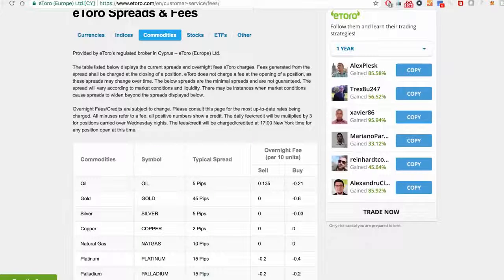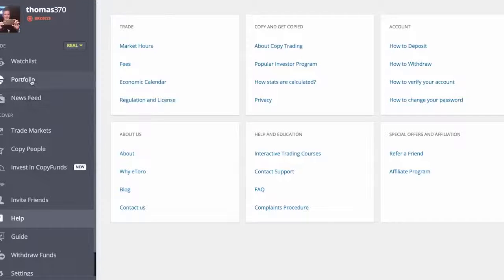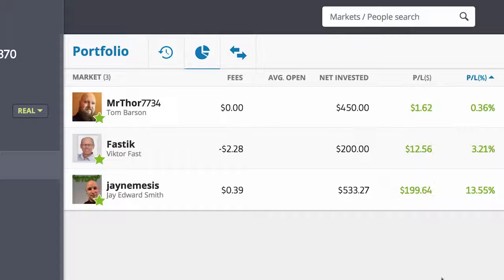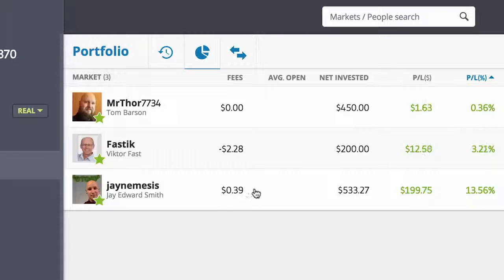Okay, so again, there's also credits. Some of the things when you hold them overnight, they'll return money to you. So sometimes you'll see, if I go to my portfolio again, you see here, Mr. Fastick has incurred me minus $2.28 in fees. However, Jay has been trading things where if you hold it overnight, it actually gives you a little bit of money back. So I've got a little credit there. Yay, that's what that is, and that's where that comes from.